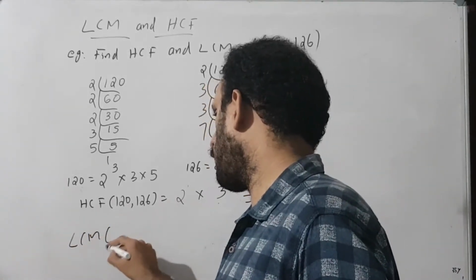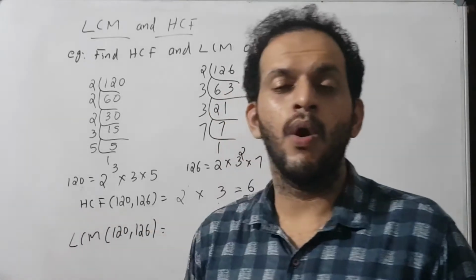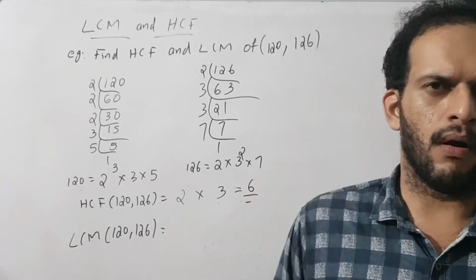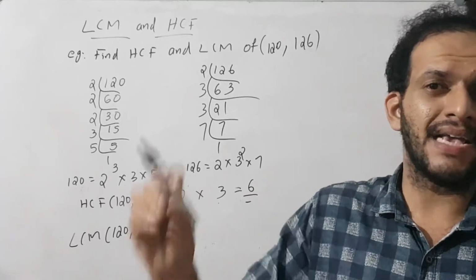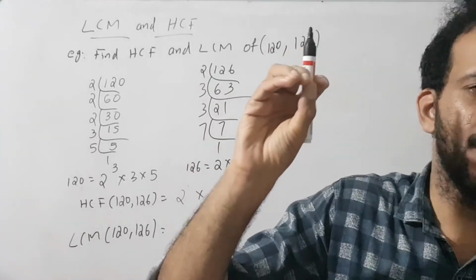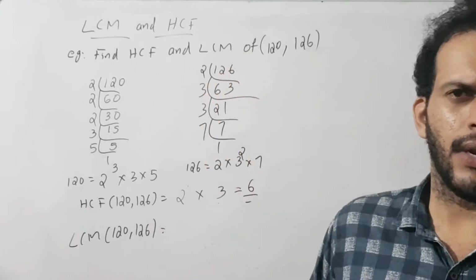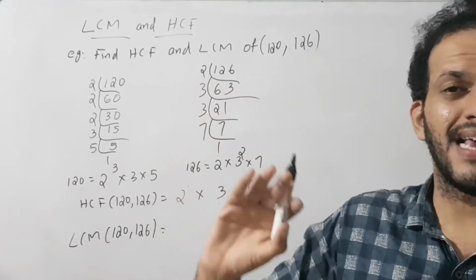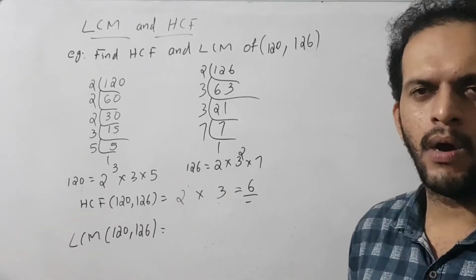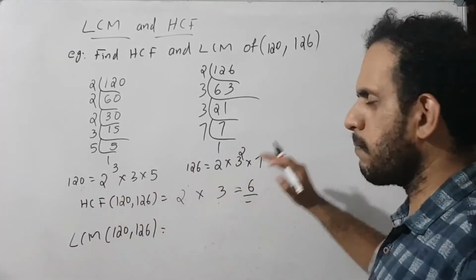What is the LCM of 120 and 126? For finding this one, we want to know what an LCM is. LCM is a product of the highest powers of the prime numbers involved in the prime factorization. That is, the product of all prime factors' highest powers is called LCM. So for finding the LCM, first you check what prime numbers exist in both numbers.